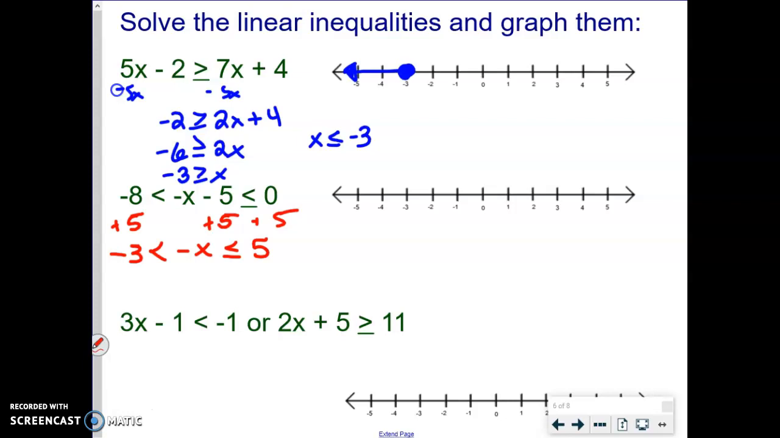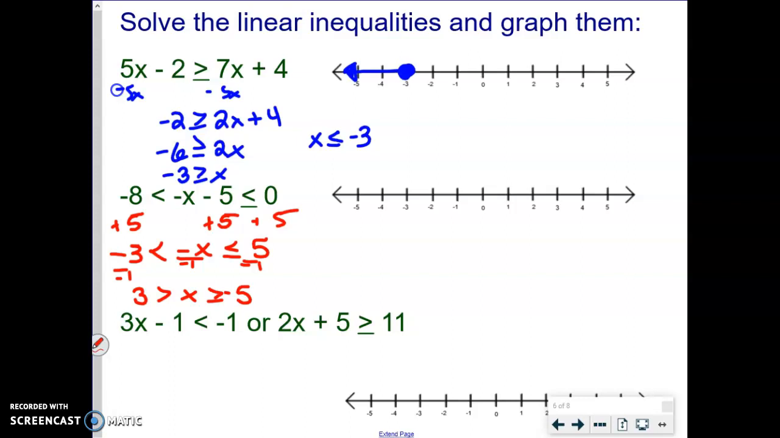Here I have to divide by negative 1, which means I have to flip my sign. And I'm going to be flipping all of my signs. So when I divide that by negative 1, I'm going to get 3 is greater than x, which is greater than or equal to negative 5. We don't like to leave it like this though.